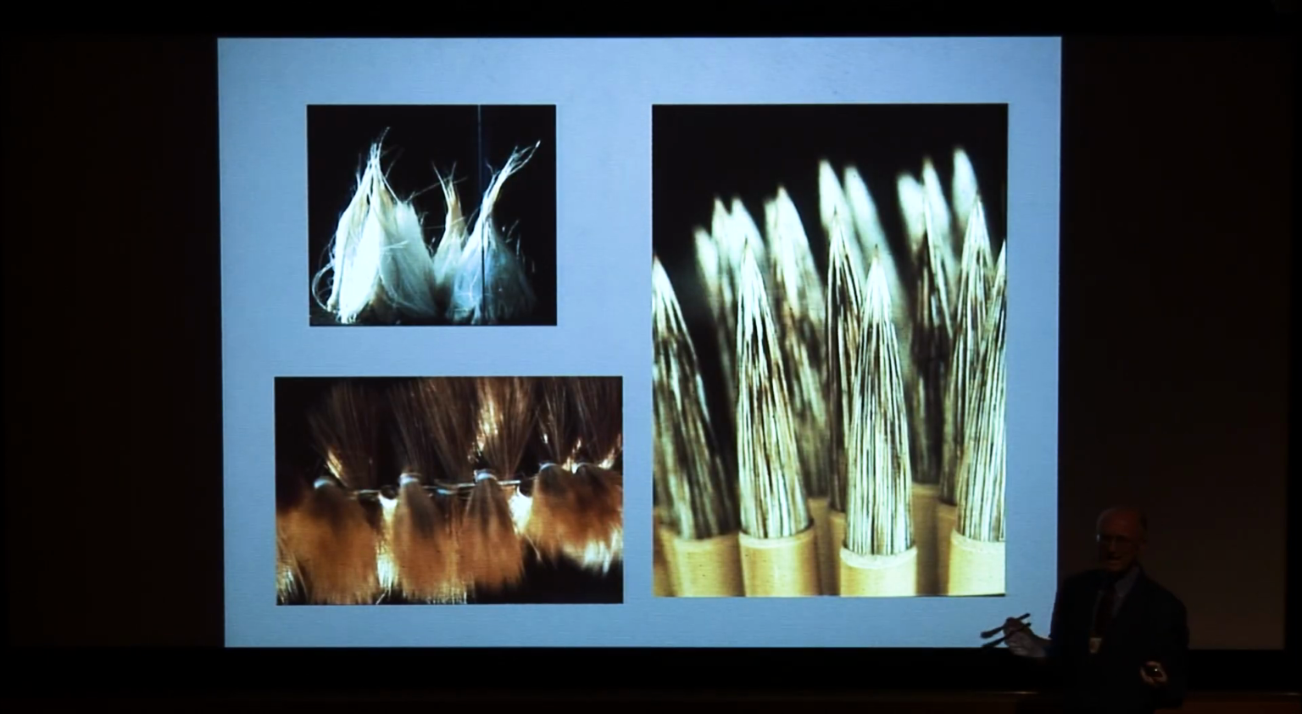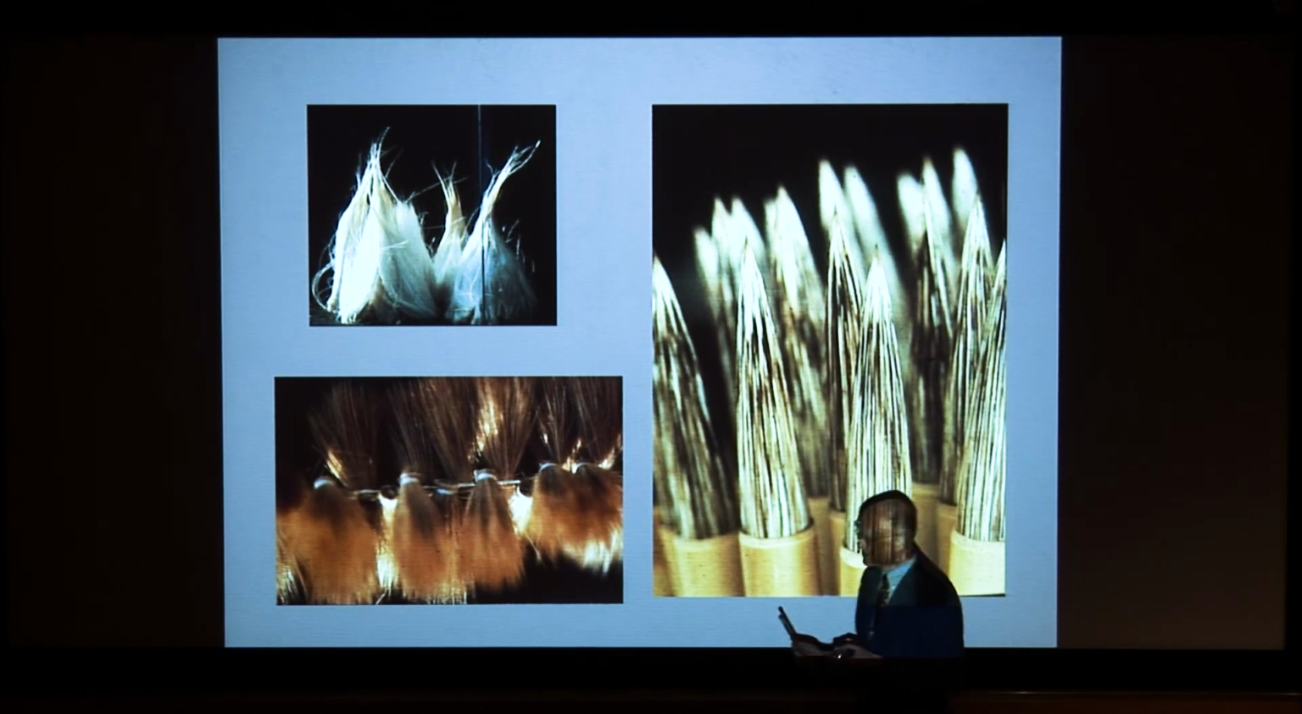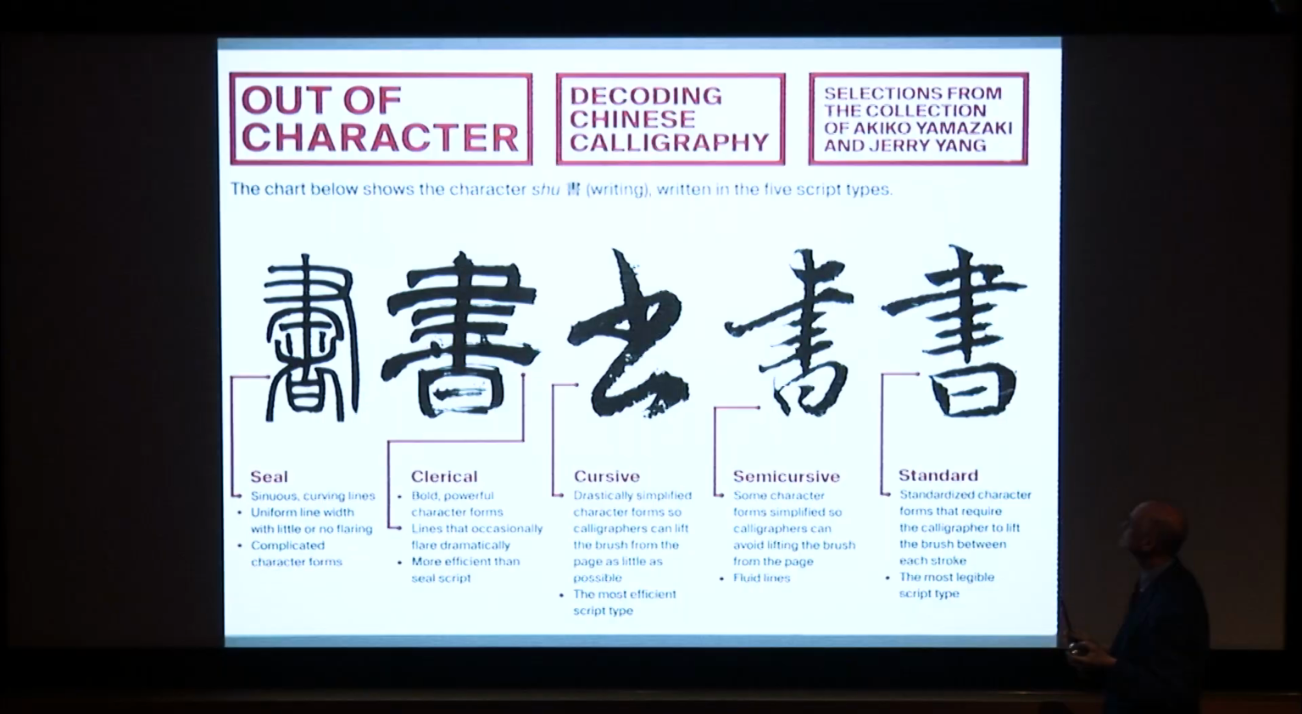Brushes are made out of animal hair. Wolf hair, goat hair in particular is popular. These brushes haven't yet been used. They have to be loosened up and broken in. But once they're ready, the writing can begin.